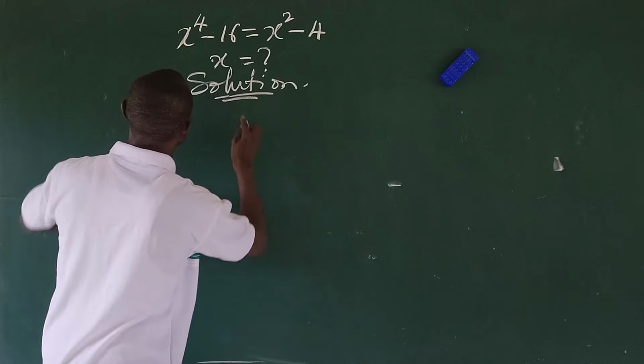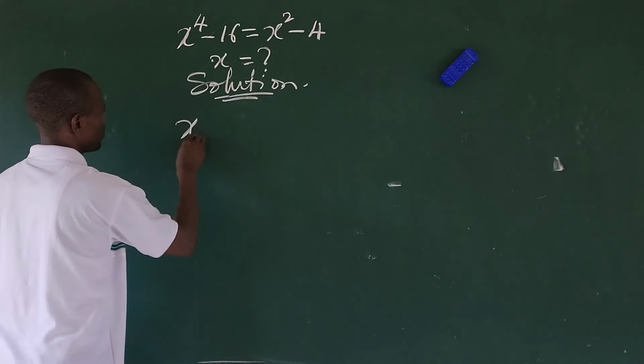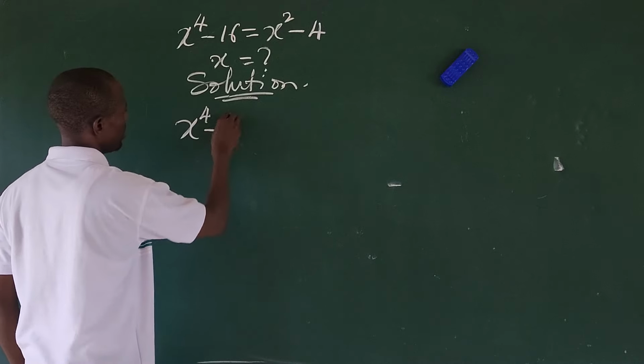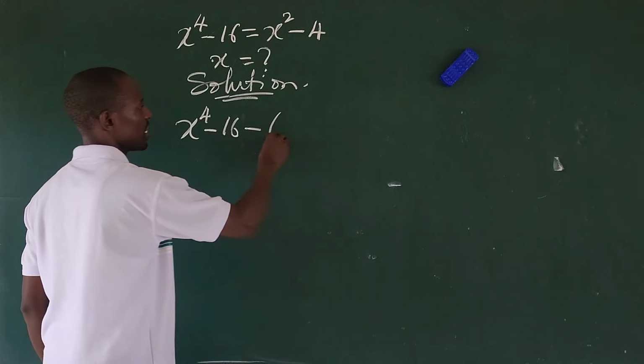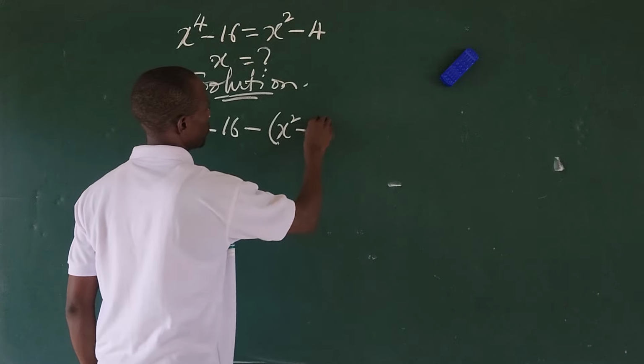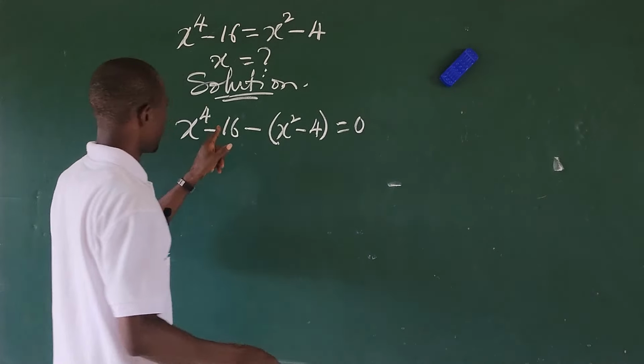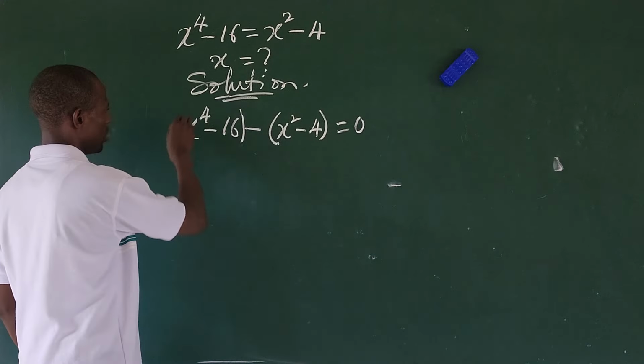All right. So the first thing we do here is just to move every term to the other side. So we have 4^x, then minus 16, minus, let's put this in bracket, x squared minus 4, close bracket, is equal to 0. Easy. Okay. Now, let's put this in bracket also.